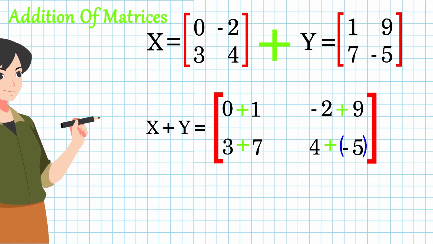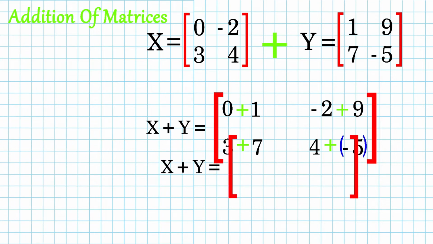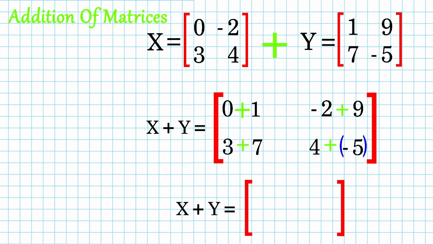Let's just do the addition and write the answer matrix. 0 plus 1 is equals to 1, -2 plus 9 is equals to 7, 3 plus 7 is equals to 10, 4 minus 5 is equals to -1.